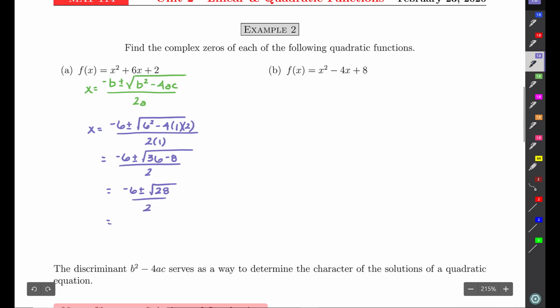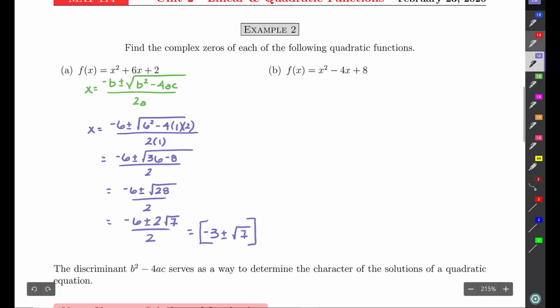We can simplify that a little bit further. That would be negative 6 plus or minus 2 radical 7 over 2, which simplifies to negative 3 plus or minus radical 7. Okay, so this one does have real zeros. They're not complex because this graph would cross the x-axis at negative 3 plus radical 7 and negative 3 minus radical 7.